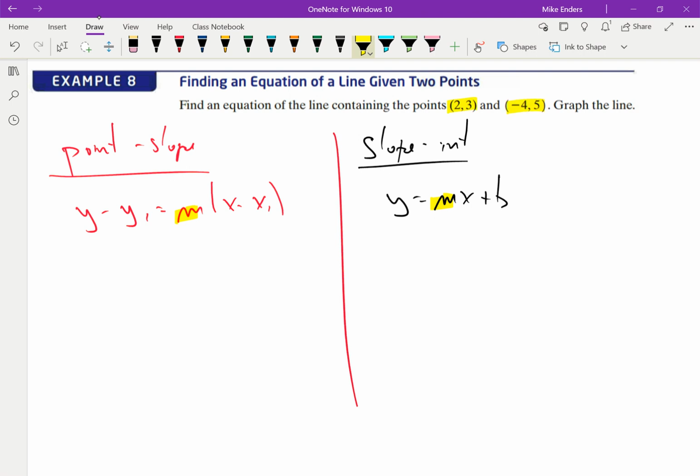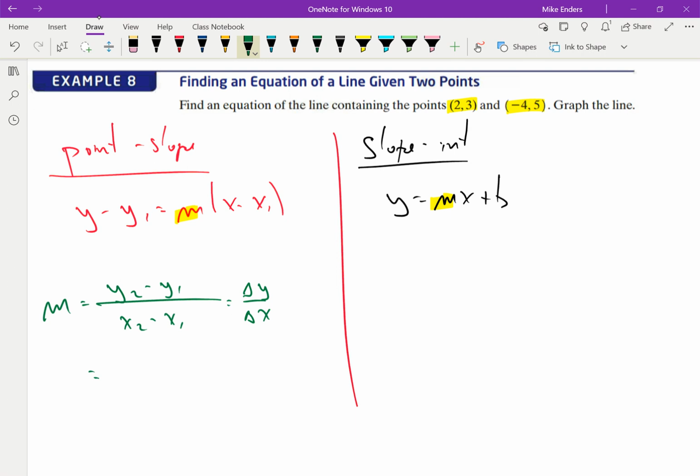However, we were given 2 points. Since we're given 2 points, we can find the slope. So regardless, I have to find the slope. The slope was y2 minus y1 over x2 minus x1. Another common way to phrase that is the change in y's over the change in x's.